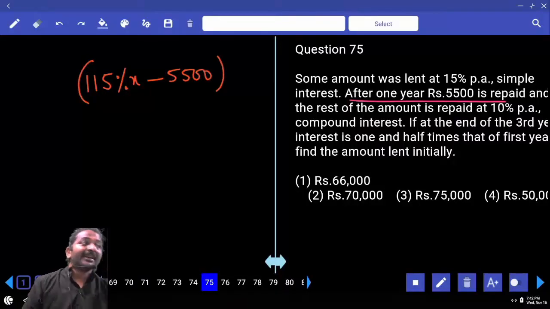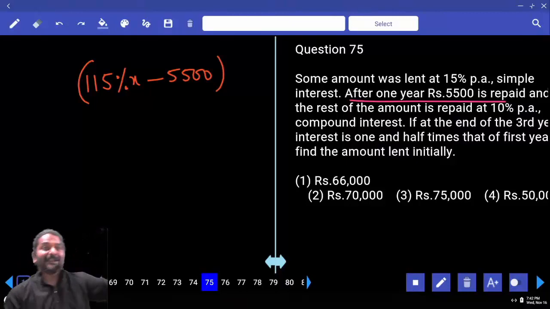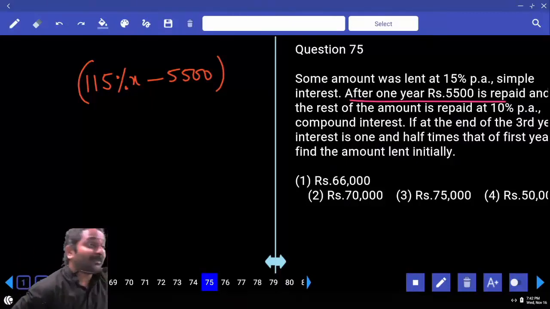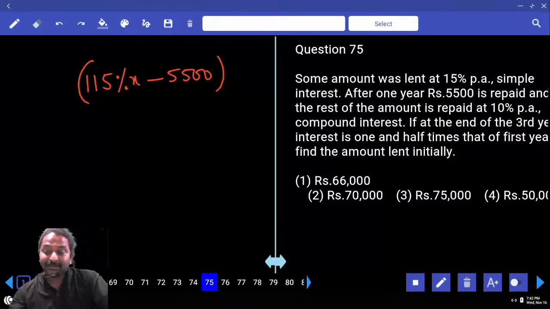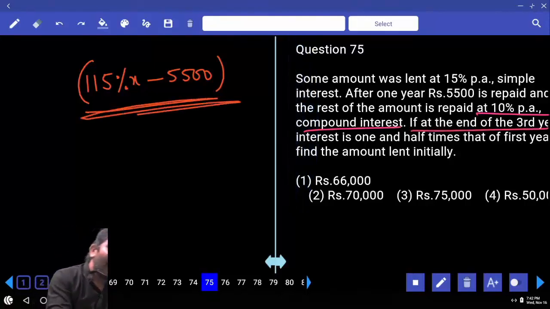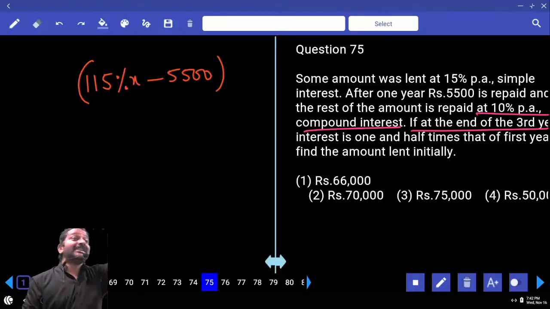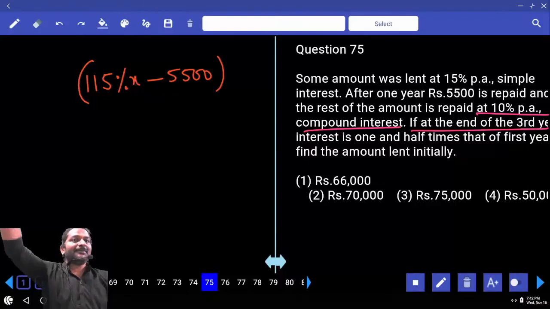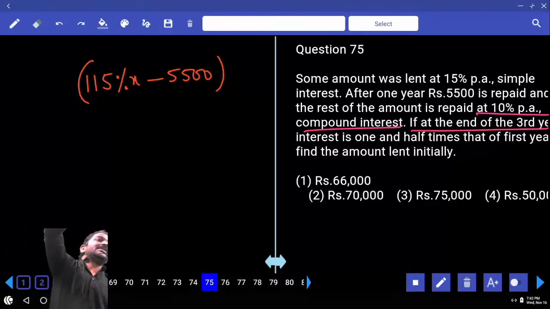For the next time period, when you want to calculate interest, we have to calculate interest on the remaining money only. Already 1 year is over. For the rest of the period, interest is calculated at the rate of 10% per annum compound interest. If at the end of the third year, how many more years of interest should be calculated? 2 years, right? This is after 1 year and we are paying after 3 years. That means 2 more years. For 2 years, what is the compound interest at 10% per annum?